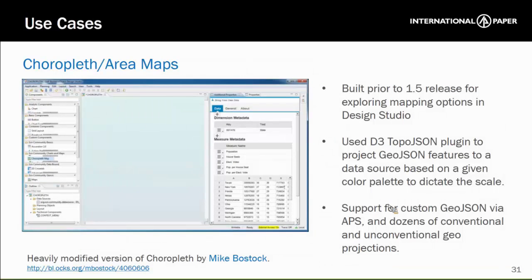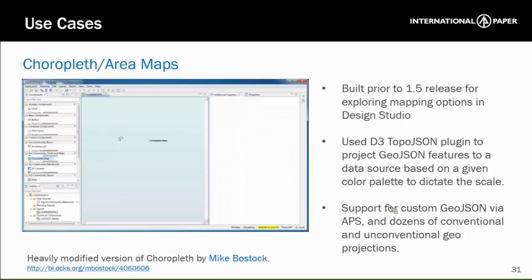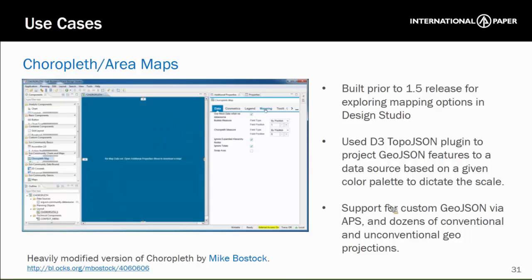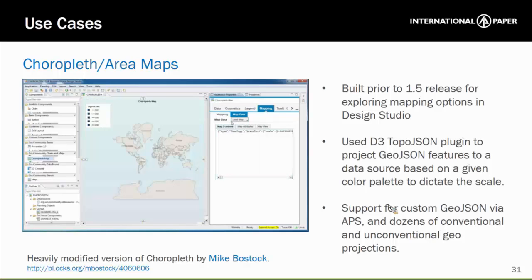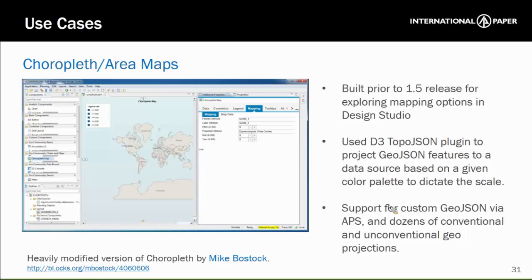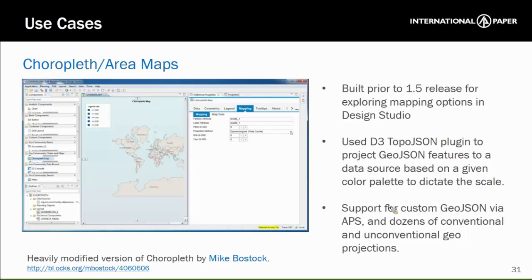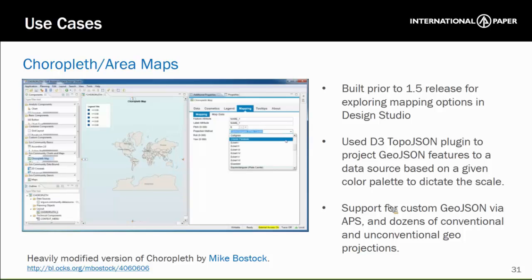Prior to 1.5, I played around with another D3 example, and again, I'm just going to let the video run here. Mike Bostock also has a library called TopoJSON, which allows you to project maps in a 2D space like an SVG. So what that basically means is, and this was prior to SAP having out-of-box maps, I wanted to play around with the use case of rendering my own map, like an area map, or you could call it a choropleth map.